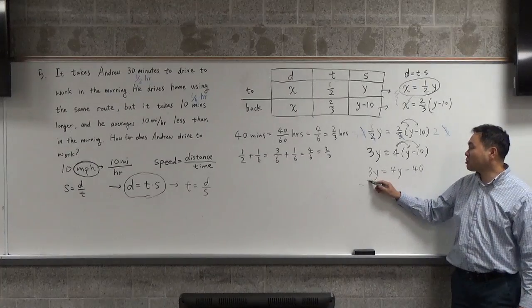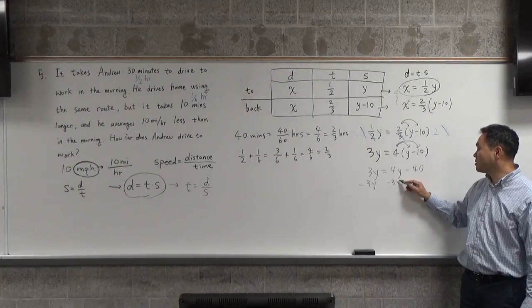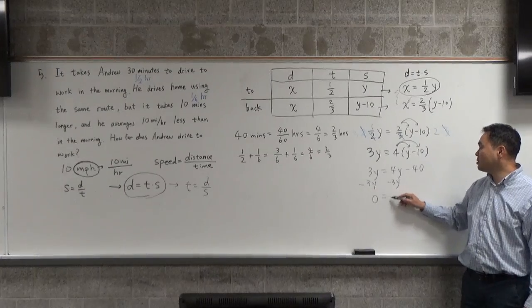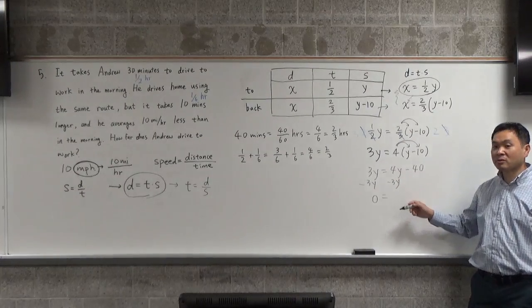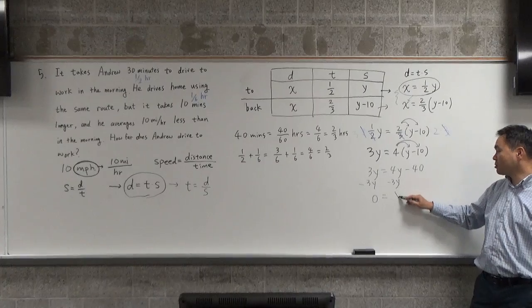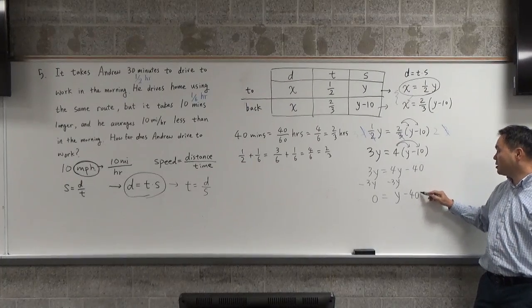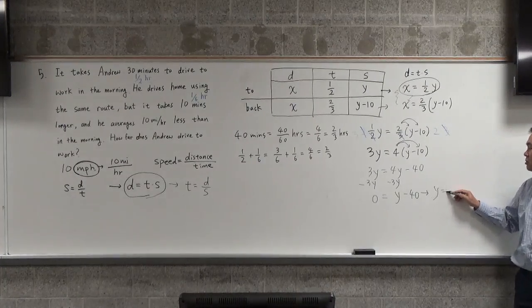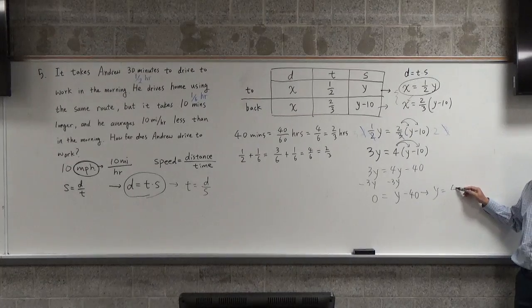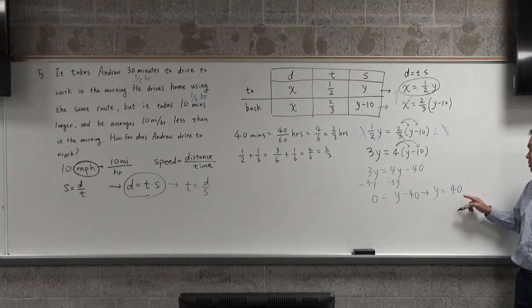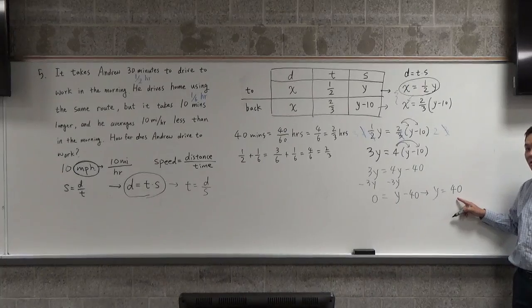Okay, I'm going to subtract 3y both sides. So that's going to be 0. 4y minus 3y, what's that? Just y minus 40. So what's the solution? y equals 40. Okay. What's the unit for y?